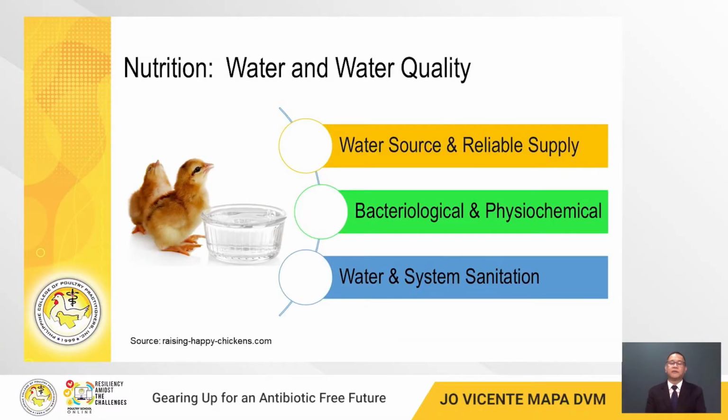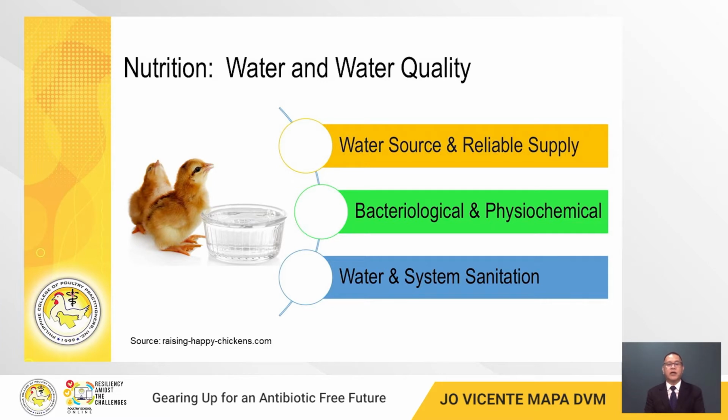The second factor in nutrition is water and water quality. This input, in my opinion, is the most neglected ingredient in the farm operation. The bird's requirement of water is at least twice its requirement of feed. However, the assurance of providing adequate, clean, safe, and acceptable quality has always been overlooked.